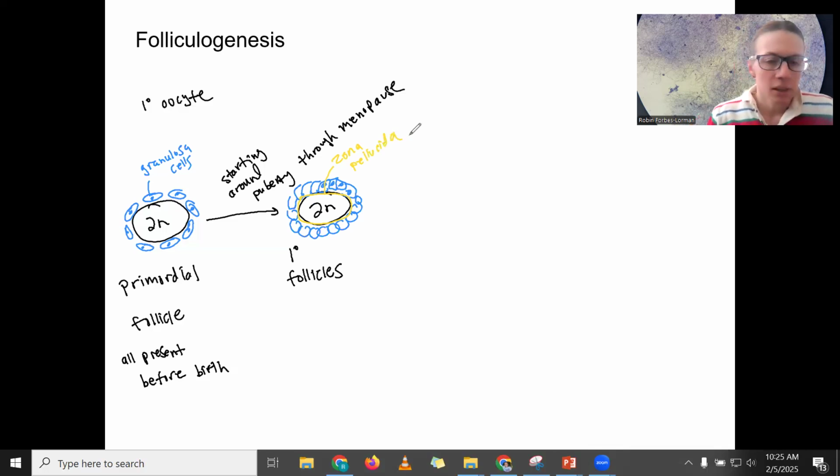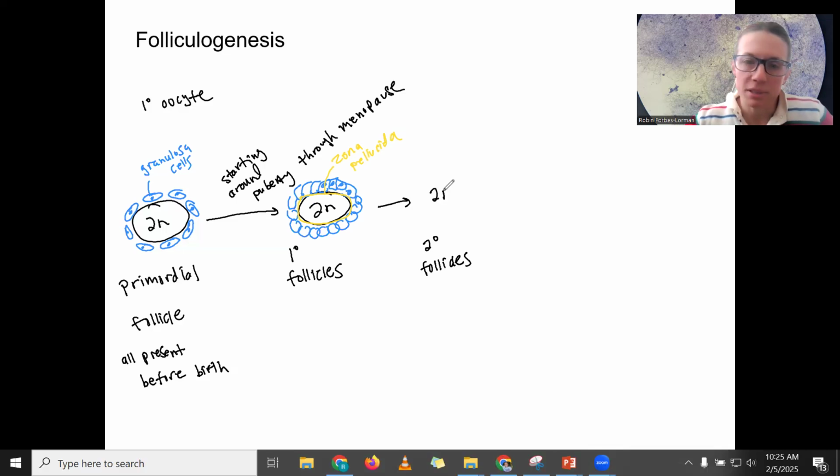Okay, so that process could begin at puberty. Then we have further development to secondary follicles. Again, each month, it's a month for humans, this would occur to a subset of the follicles.